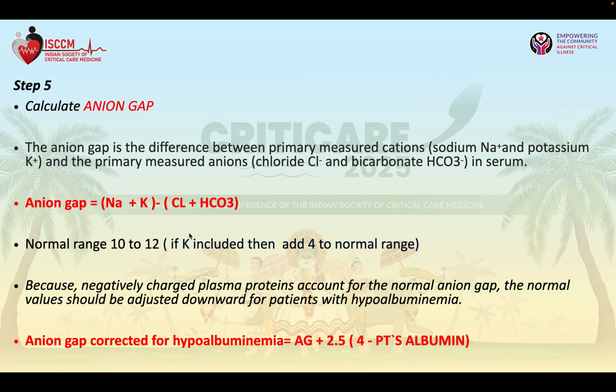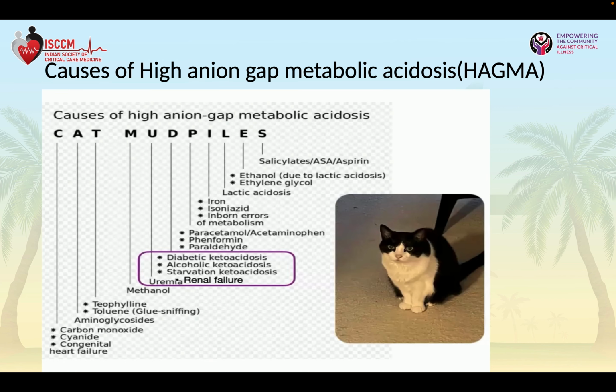Because negatively charged plasma proteins account for the normal anion gap, the normal value should be adjusted downwards for a patient with hypoalbuminemia. Remember, the anion gap corrected for hypoalbuminemia is equal to the anion gap plus 2.4 multiplied by 4 minus the patient's albumin. This is the corrected anion gap for hypoalbuminemia. You should remember this equation and the range of 10 to 12 if potassium is not included, and of course if it is included, then it will be 12 to 16.